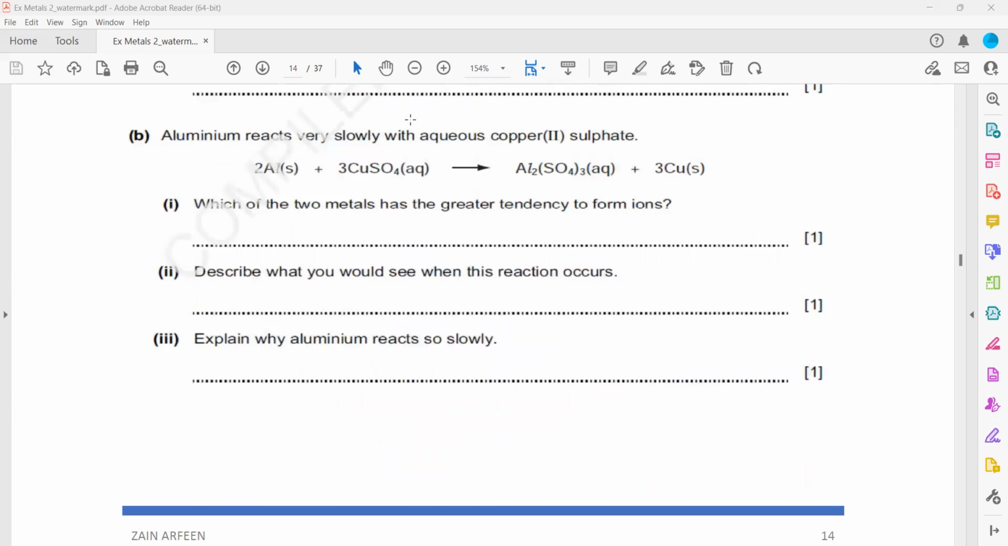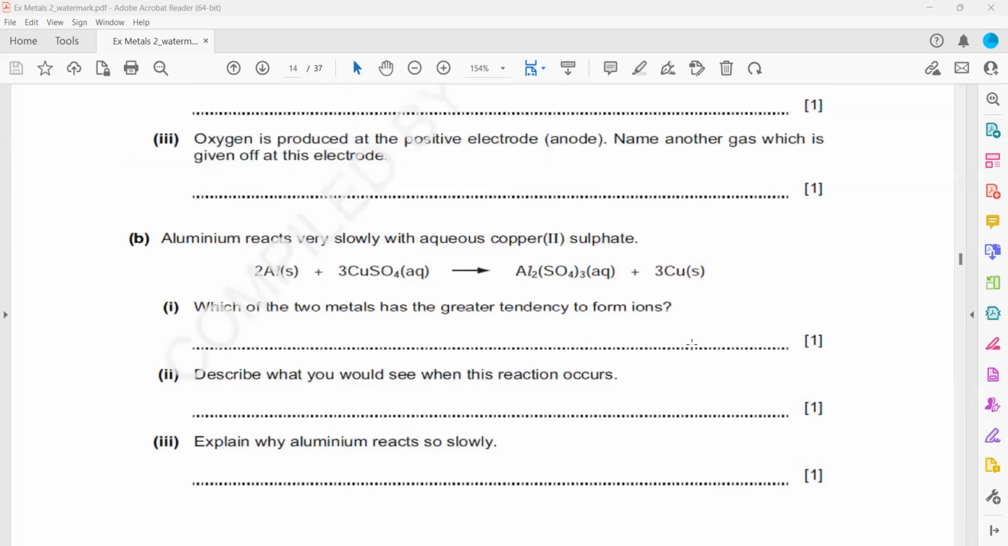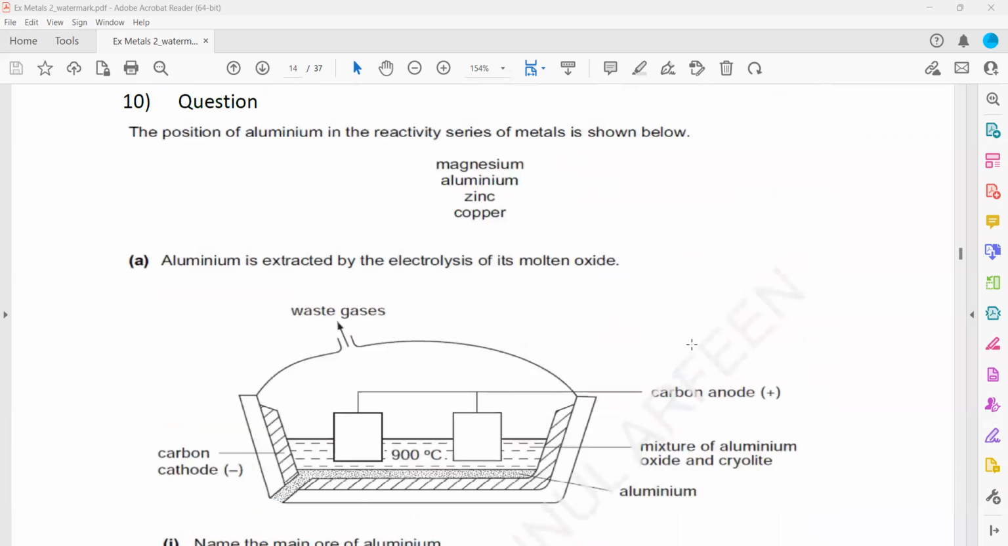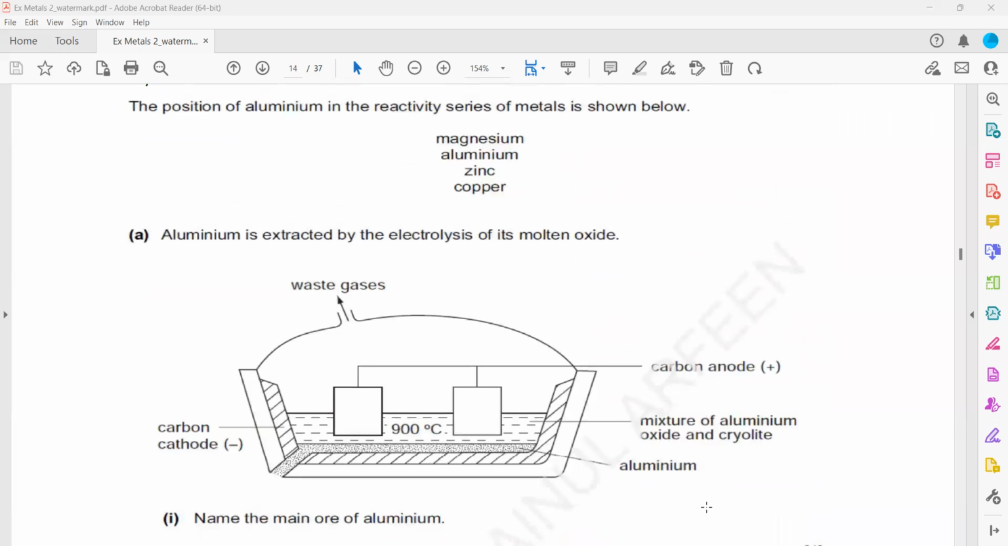Aluminium reacts very slowly with copper sulfate solution, as you can see. Which two metals have a greater tendency to form ions? You can see from this, the reactivity series is shown. Magnesium and aluminium: the more reactive metals have a greater tendency to lose electrons or form an ion.